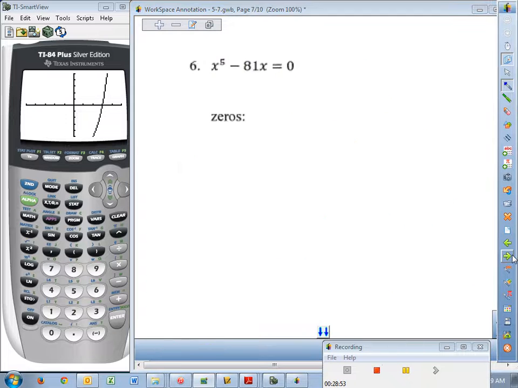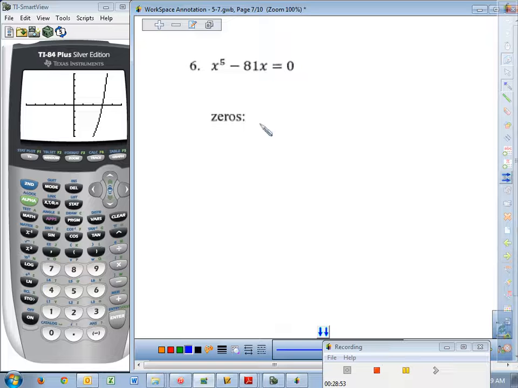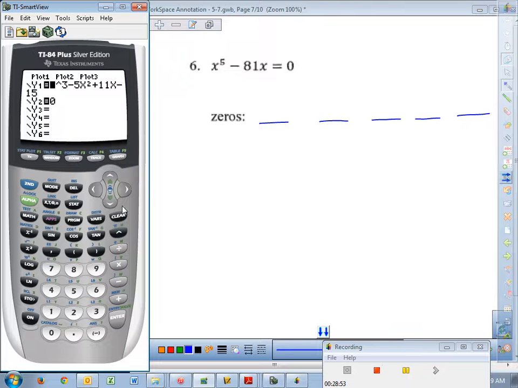Next one. Is it equal to 0? Yep. How many blanks do we need? 5 blanks. If you like to synthetically divide, this is a problem for you. Clear. X to the 5th minus 81x. Yes? Graph it.